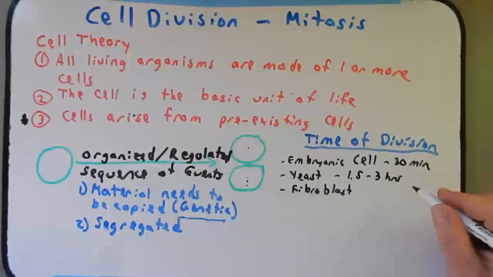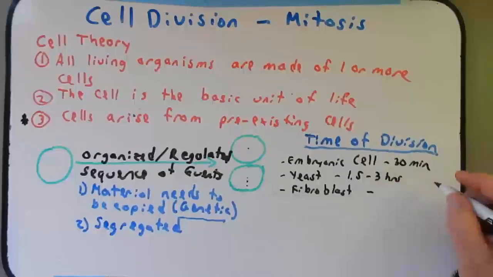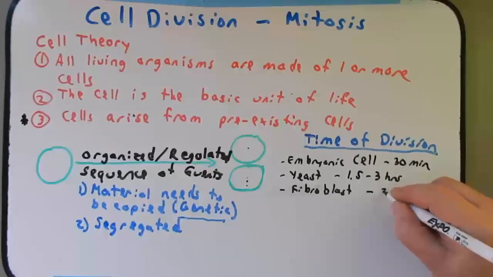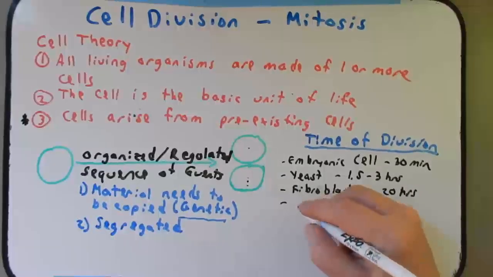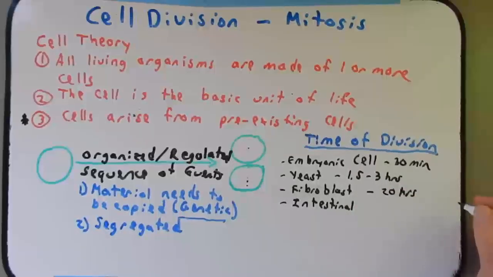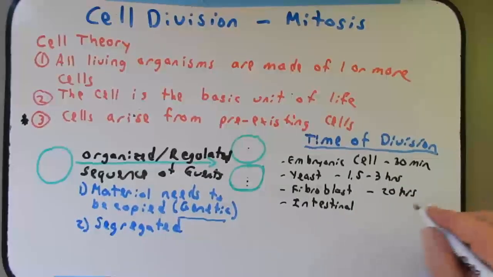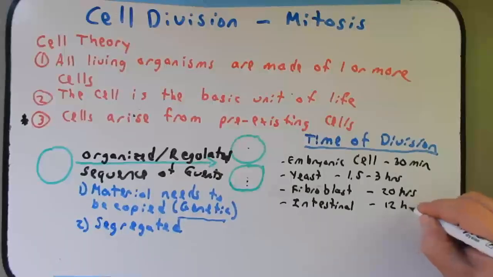A human fibroblast cell, these would be cells that would make our collagen. So they would be connective tissues. They divide every 20 hours or so. So they take a little longer to divide. Our intestinal cells, they don't have quite as long of a lifespan. We lose them quite frequently. So they have to divide a little faster. For them, it's about 12 hours.